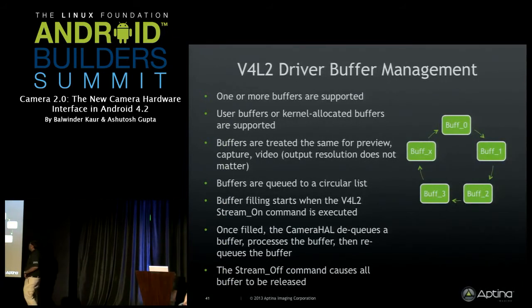Okay, this talks more about buffer management. In Linux, in V4L2, one or more buffers are supported. As I have told you, the buffers can either be allocated in the driver space or, based on the hardware, you can use buffers that are allocated in the user space also. Buffers are queued in a circular list, so you will be reusing the buffers. Starting and ending the streaming are what start the process of filling the buffers. When you call stream on, the buffer at the top of the circular queue is taken out and filled with camera data. Once it is filled, camera HAL dequeues it, processes the buffer, and queues the buffer back again to the driver, so the buffer becomes available again for acquiring data.